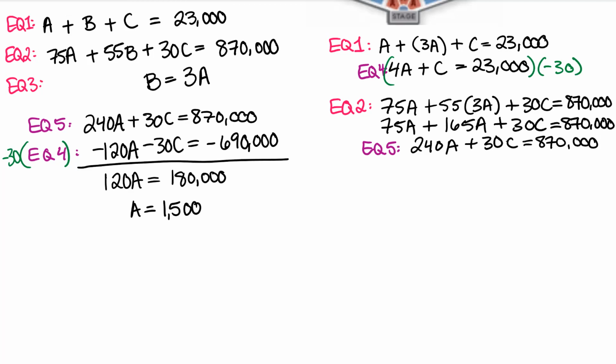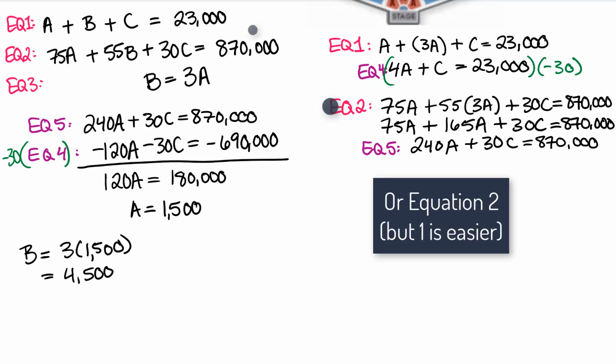There are 1,500 seats in section A, and B has 3 times that many, so section B will have 4,500 seats. Now plug those values into equation 1 to solve for the number of lawn seats.